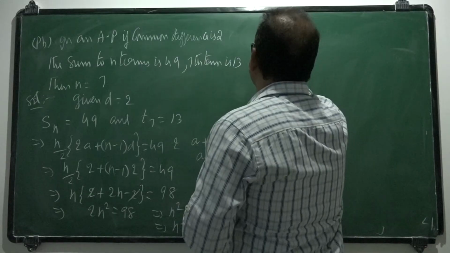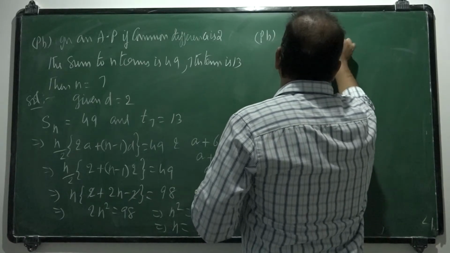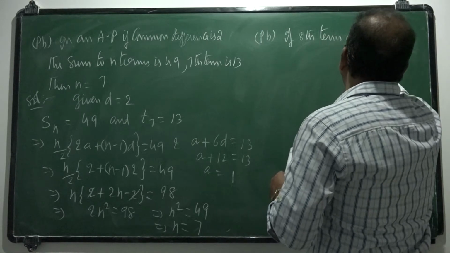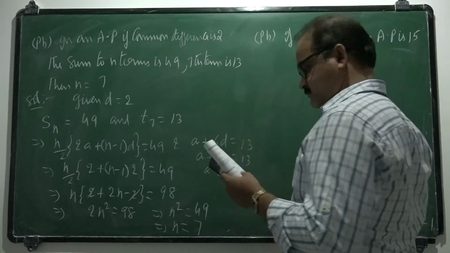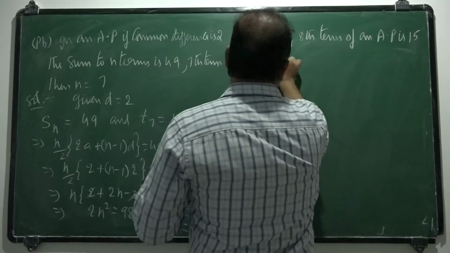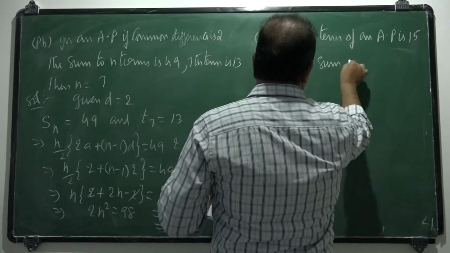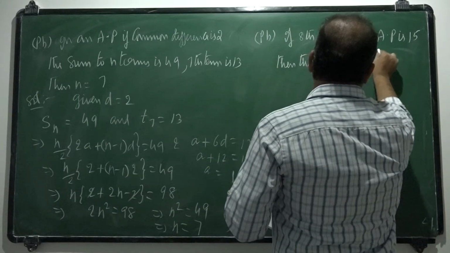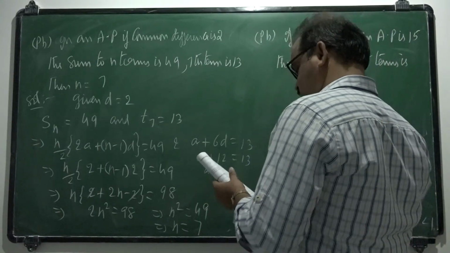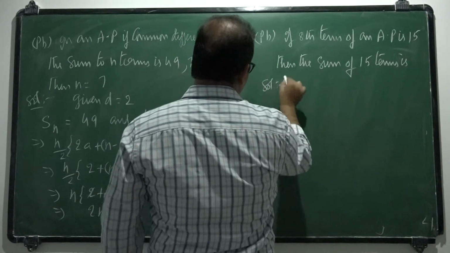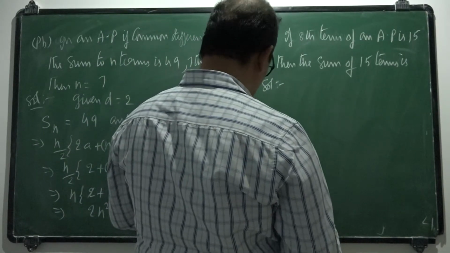Next problem. If the eighth term of an AP is 15, then the sum of 15 terms is... see here what is given.